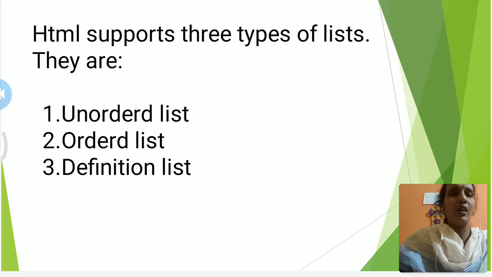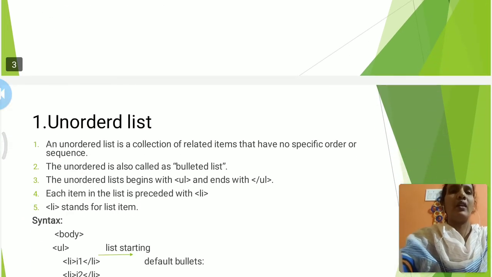Now, how many types of list does HTML support? There are three types of list: unordered list, ordered list, and definition list. Now we'll discuss the unordered list.